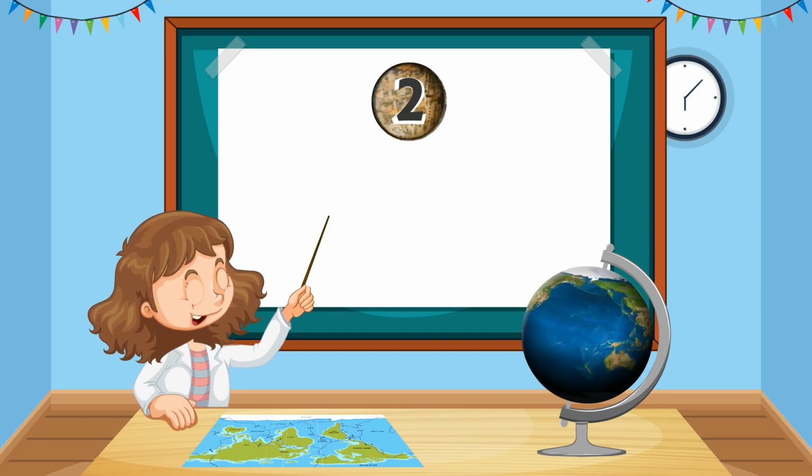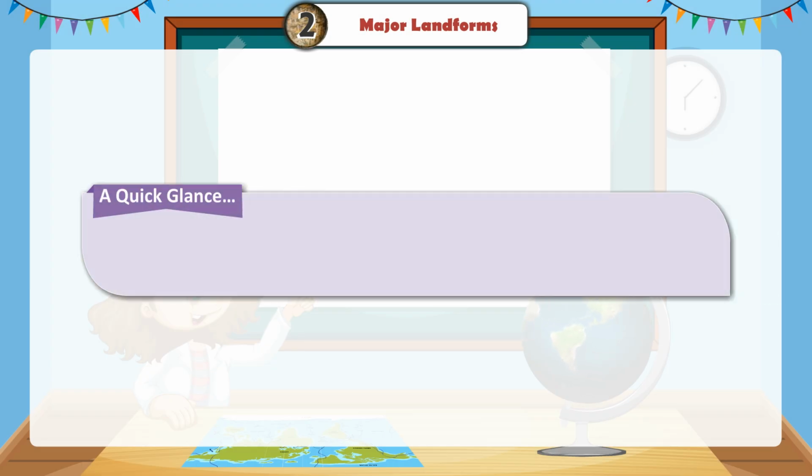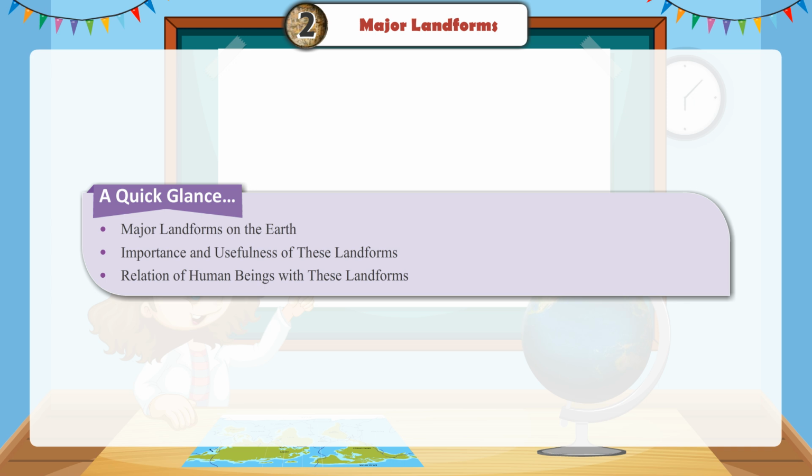Chapter 2. Major Landforms. A quick glance. Major landforms on the Earth. Importance and usefulness of these landforms. Relation of human beings with these landforms.